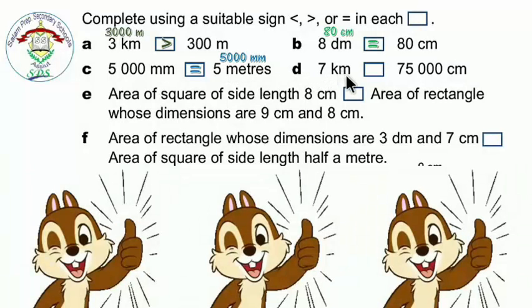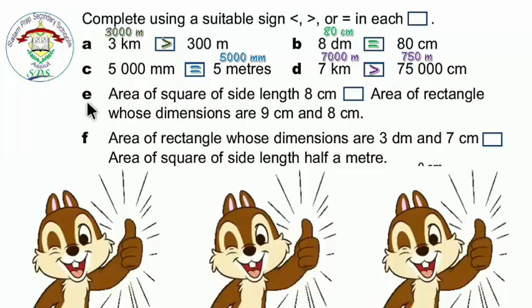Sorry, 7 kilometers, 75,000 centimeters. We can convert the centimeters to meters. From centimeter to meter, we will cancel 2 zeros. The answer will be 750 meters. We know 7 kilometers equal 7,000 meters. 7,000 meters is greater than 750 meters.